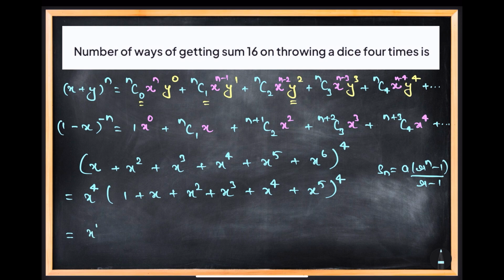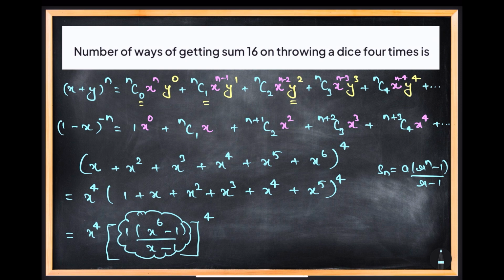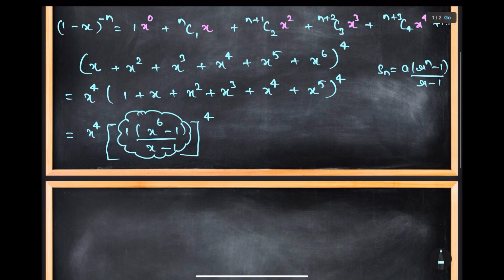So it is x power 4, a r to the power n minus 1 by r minus 1, where the power is 4. Now can I take minus common from the numerator and denominator and simplify things? So can we write x power 4 into 1 minus x power 6 whole power 4, over 1 minus x power, minus 4? Now look at this.